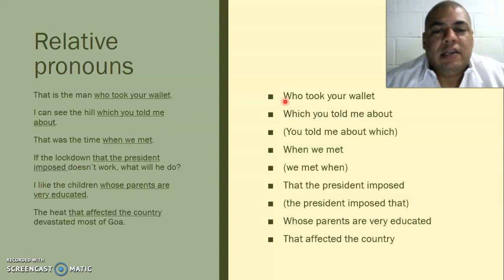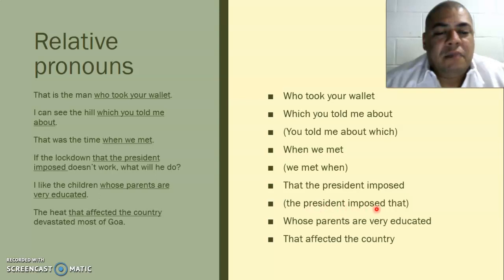Who took your wallet? Who is a relative pronoun acting as the subject. Which you told me about, I'm going to rearrange it. You told me about which. Which is a relative pronoun acting as the object of about. When we met, I am going to rearrange it. We met when. What is when? Well, it's a relative pronoun. Remember, it's an adverb, but we are going to say it's a relative pronoun. It's a relative pronoun acting as an adverbial.